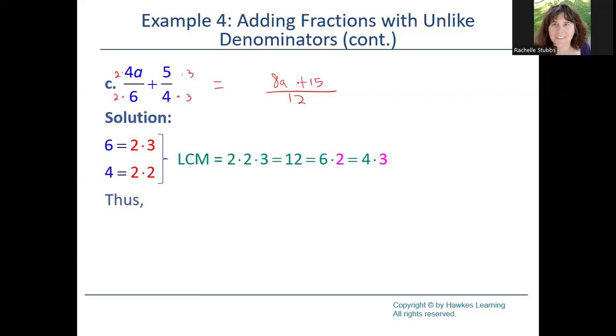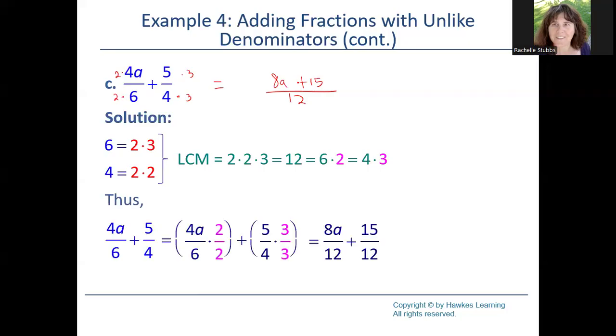I'll show you how they did it. They find that it's 12. And we can't combine these two because they are not like terms. So we leave it as it is.